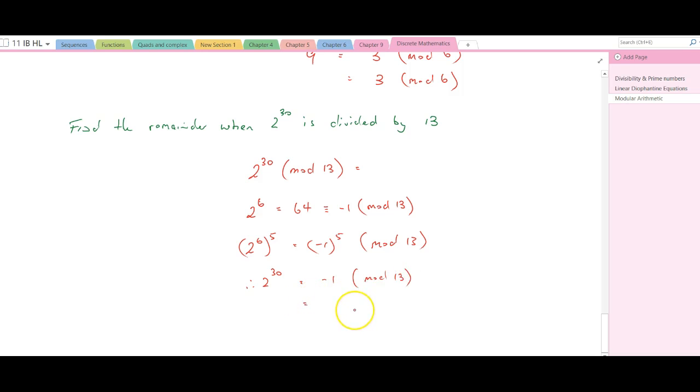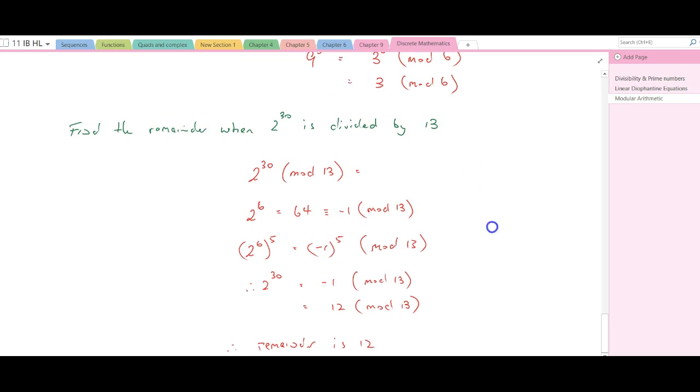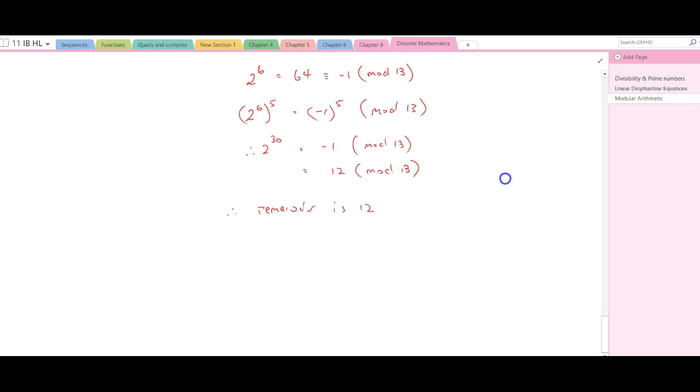And minus 1 is the same as 12 in mod 13, just adding 13 on. So the remainder, therefore, the remainder is 12. You can see here that the method was to find a power that gave me in mod 13 the smallest number possible, ideally 1. Let's have a look at another example.